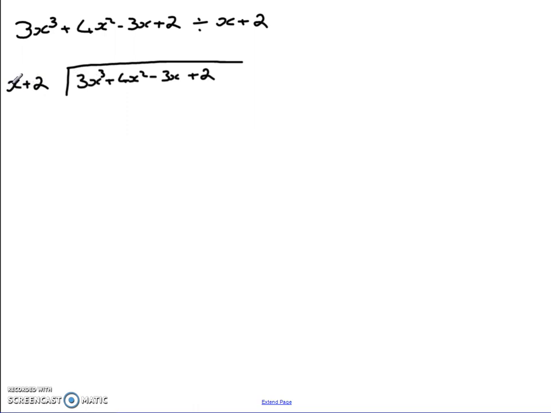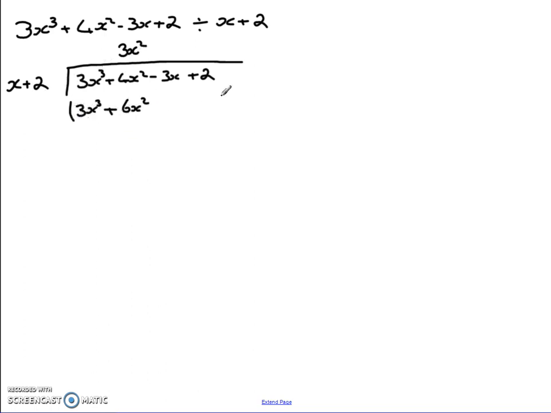And what we do is we say, right, how many times can x go into this first term? So how many times can 3x cubed be divided by x? What do we get left over? Well, if we do 3x cubed divided by x, we get 3x squared. So that's what we write on above our division sum. Now, the next thing we have to do is take this and multiply the entirety of our x plus 2 by it. So we'd do 3x squared times the x plus 2, and we'd write our answer underneath. So we'd say, right, 3x squared times x, that gives me 3x cubed. 3x squared times 2, that gives me plus 6x squared.